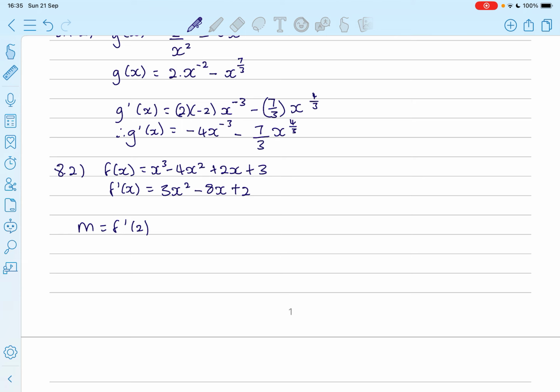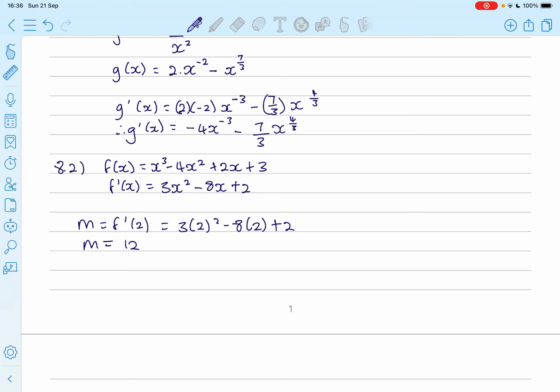So we substitute 2 in place of x. Now the derivative when we substitute 2 becomes 3 times 2 squared minus 8 times 2 plus 2. This therefore simplifies to, well, let me write it here. M is equal to 3 times 4 is 12, and minus 8 times 2 is minus 16, plus 2, which is equal to negative 2.